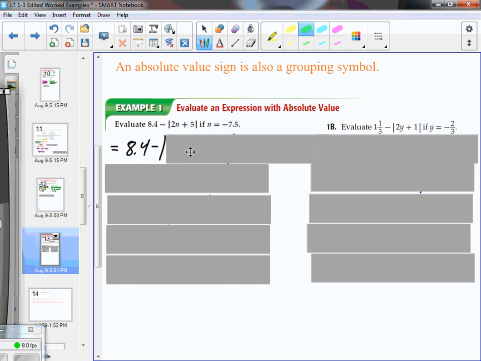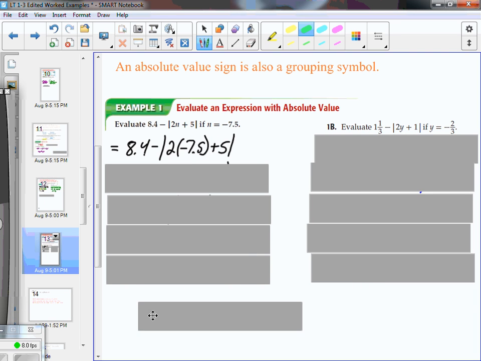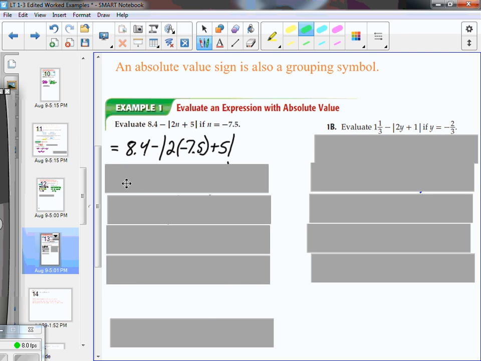Technically, no. I slant them sometimes to make it a little more noticeable it's not a 1. Now, 2n, so that'd be 2 times -7.5 plus 5. Now, remember, the absolute value sign is a grouping symbol, just like a parentheses is. So leave the 8.4 alone, leave that minus sign in front of there alone, and work inside your absolute value sign. So inside the absolute value sign, should I multiply first or should I add first?